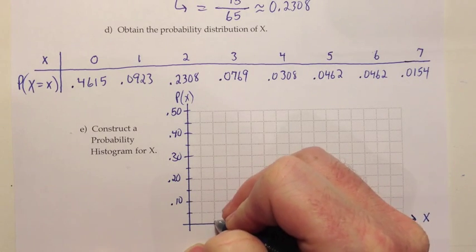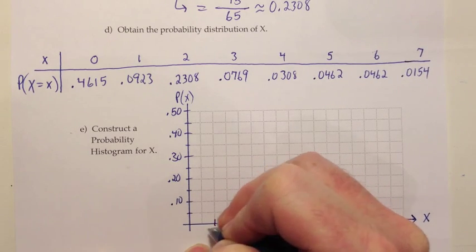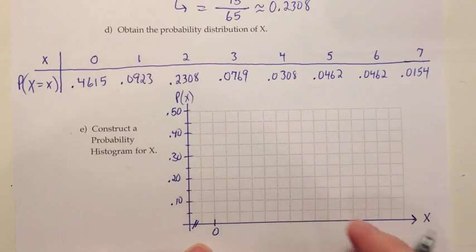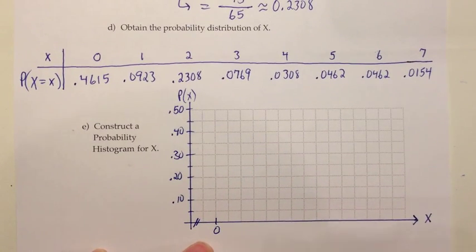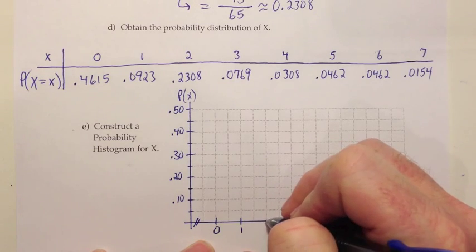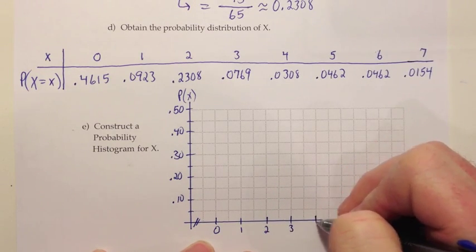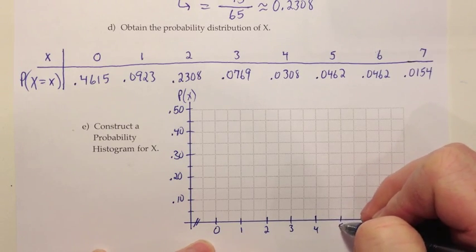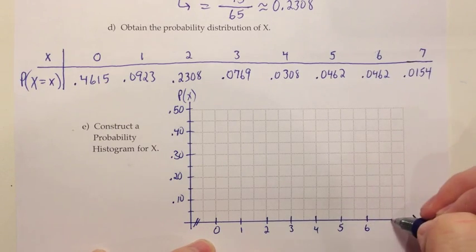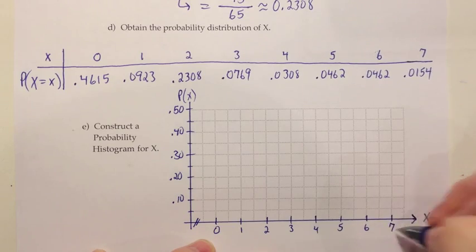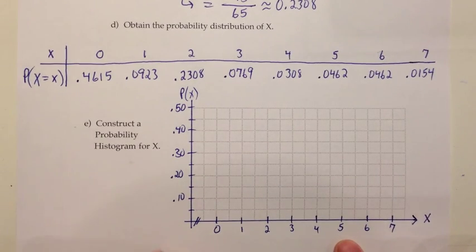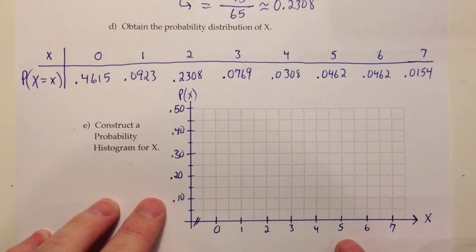And I'll go ahead and put my 0 here, put a double slash mark to show the break in scale, and then we're going to do every other one so that each bar is 2 squares wide. And that's just going to fit. And then we just want to go ahead and draw in our histogram bars.